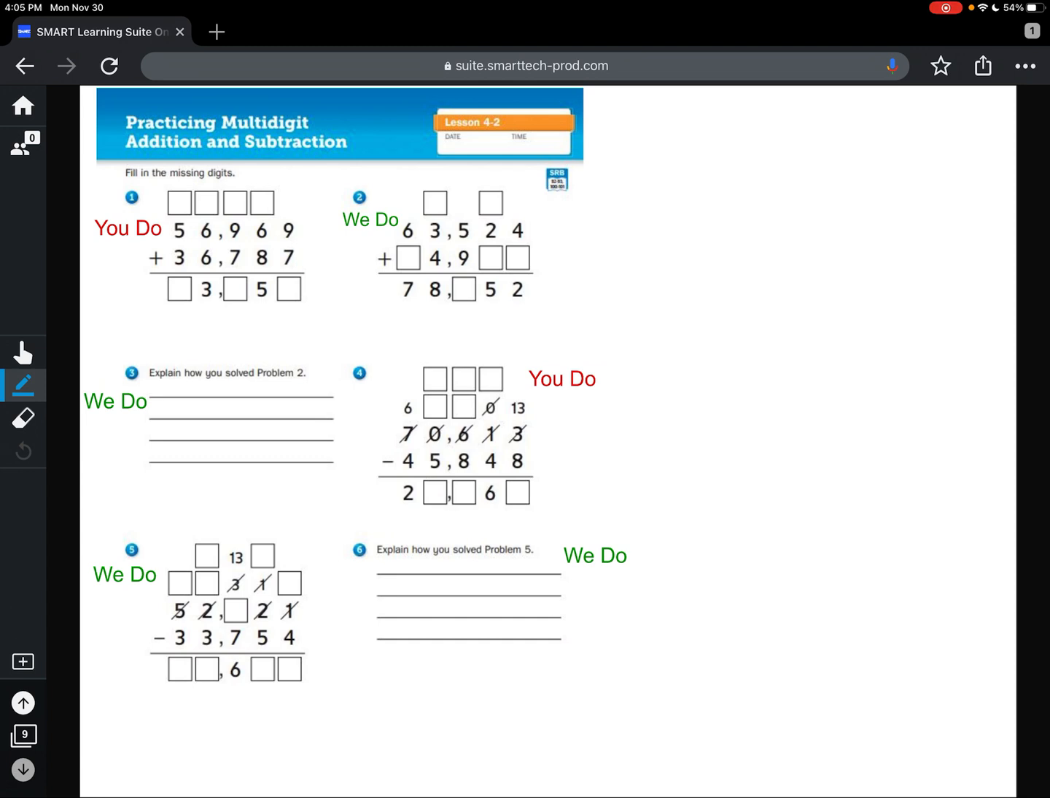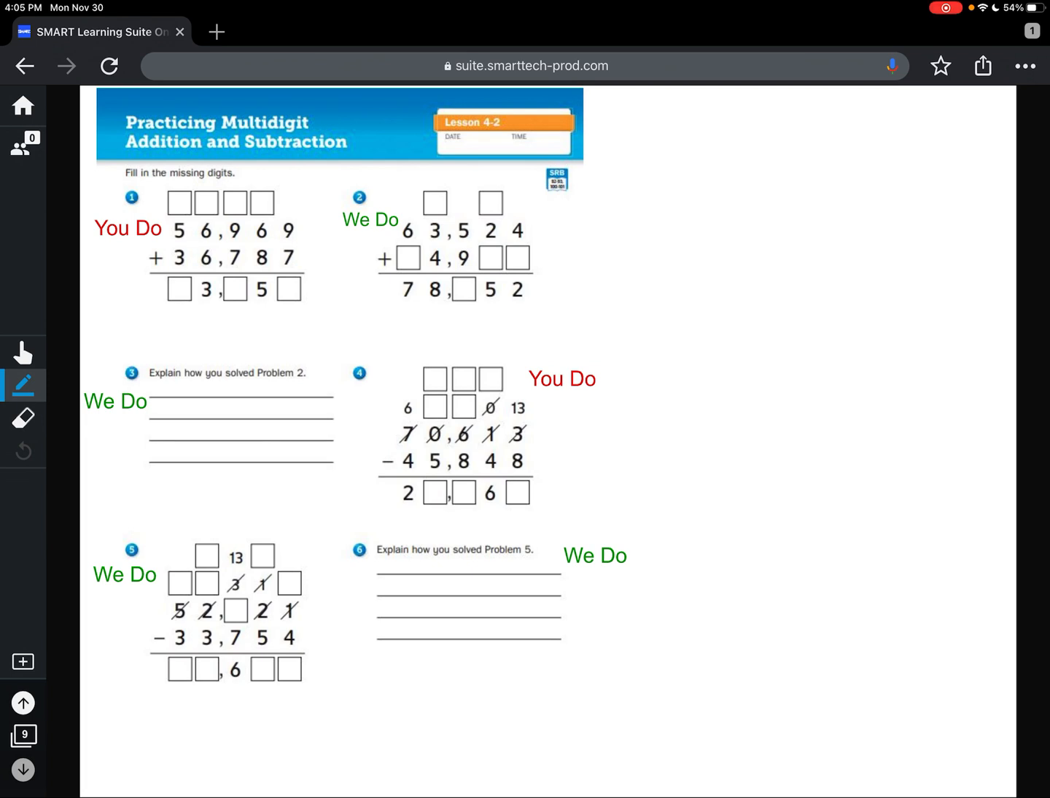Now you're going to work on page number 109, which has some practicing multi-digit addition and subtraction problems. You have to fill in the missing digits. I'm going to do a couple with you, and then you'll do a few on your own. So let's skip to number 2.